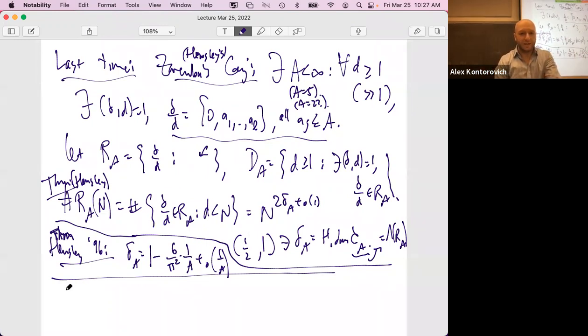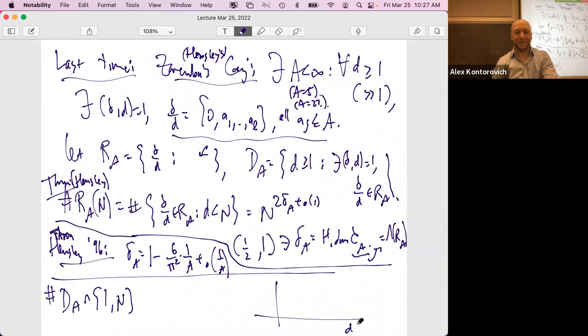So what about D_A? How many elements are there in D_A up to N, just from this information? There's already something we can say. Again, my graph of R_A is like this: here's D going up to capital N, and the fractions are all here. This is how I think of R_A of N.